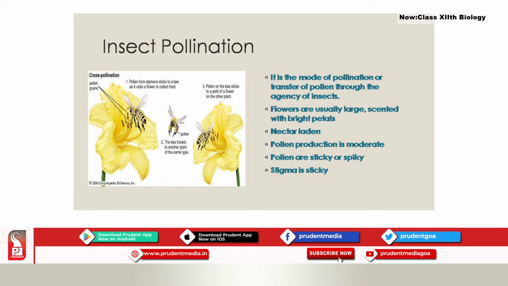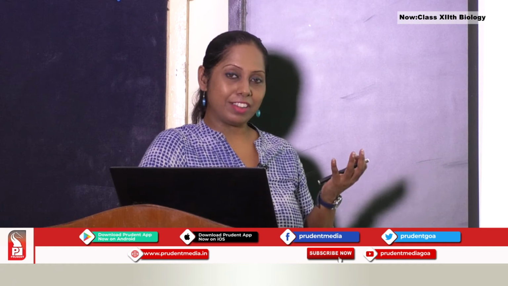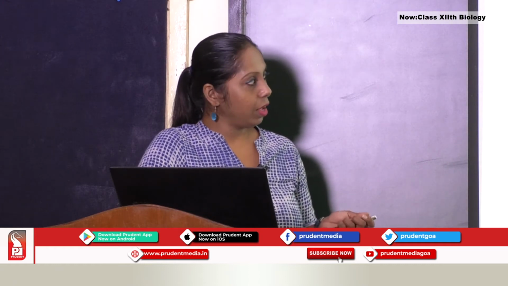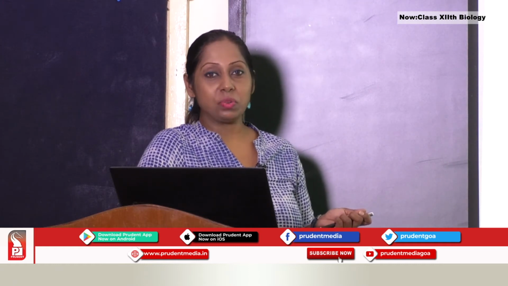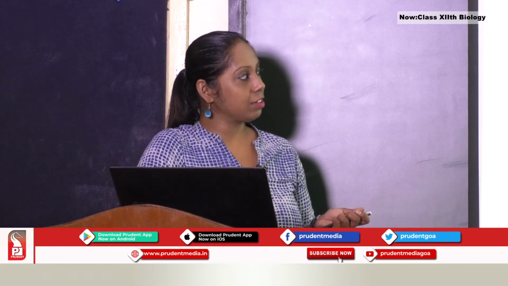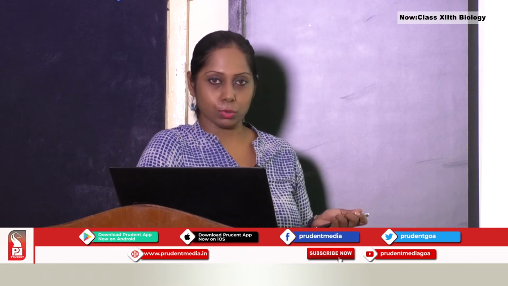So we'll discuss insect pollination now. In insect pollination, what should be the nature of the flowers? The flowers should be usually large. They have to be scented. They have to have nice, large, bright petals in order to attract the insects towards them. They also have to be richly laden with nectar. It's like a reward for the insects to come to them.